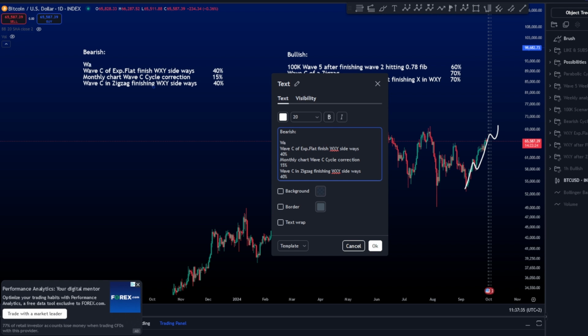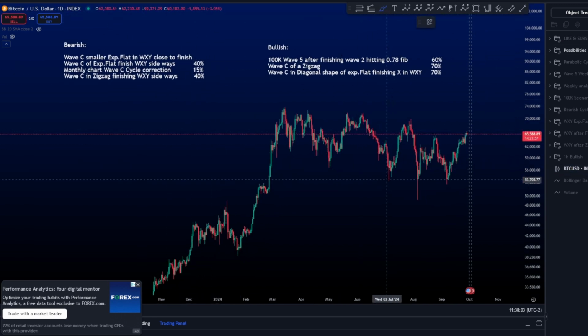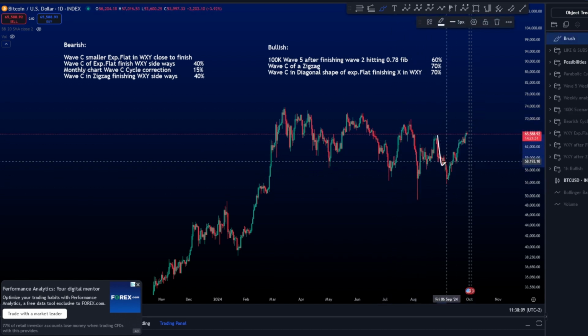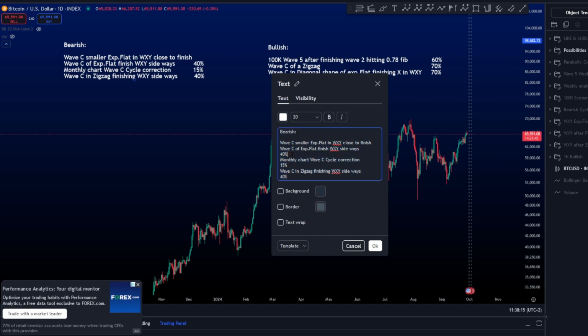So wave C, smaller expanding flat, because we have 2 expanding flat scenarios in WXY, close to finish. This one is very close to finish. So we have two expanding flat scenarios in WXY, where we have this flat here, I mean A, B, and a C, and we have now this one, A, B, and a C. So both are expanding flats. So yeah, we have to play on the English a little bit.